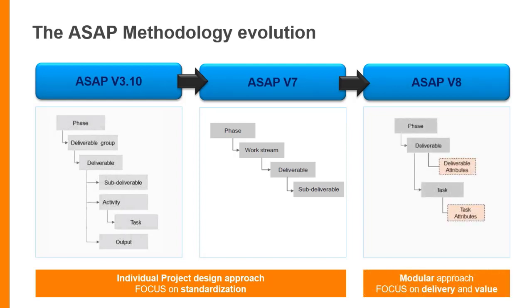That shifted with ASAP version 8. In version 8, they kept the simplified structure which had phases, deliverables, tasks. In fact, they simplified it further from version 7, and they added a number of attributes instead. The shift that happened in ASAP at this time was that they tried to make it more modular, and they tried to shift the focus from standardization, which they already achieved, to standardization but also delivery and value. So that is basically the ASAP evolution.